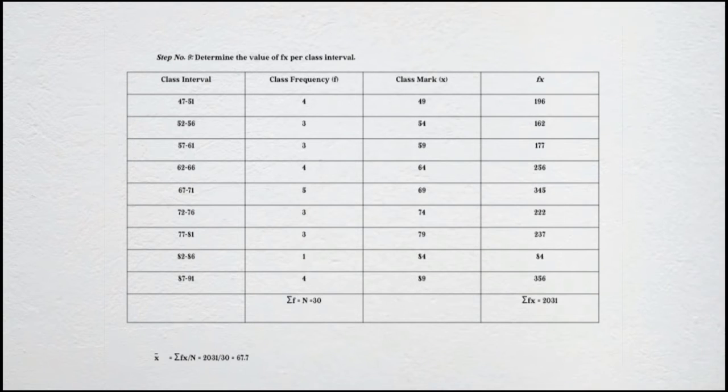So again, apply the formula. Mean is equal to the sum of f times x over n, and we have 2031 divided by 30, which is 67.7.